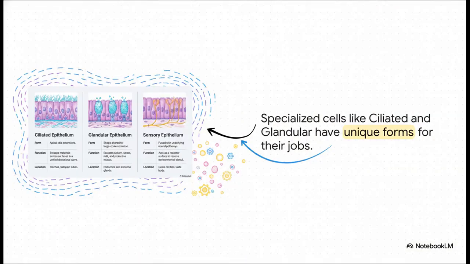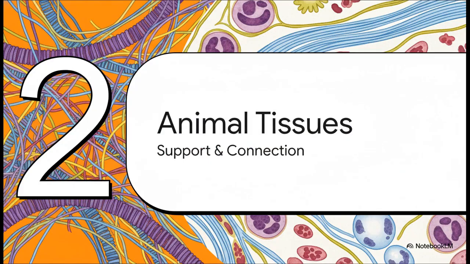And you know what? The specializations get even cooler. If you add these tiny little hair-like things called cilia, well, suddenly the cells in your trachea can sweep all the gunk out of your lungs. Or change the cell shape so it can hold and release stuff, and boom, you have glandular epithelium. These are the body's little factories, making everything from sweat to milk to hormones. The form is the function. It's that simple.